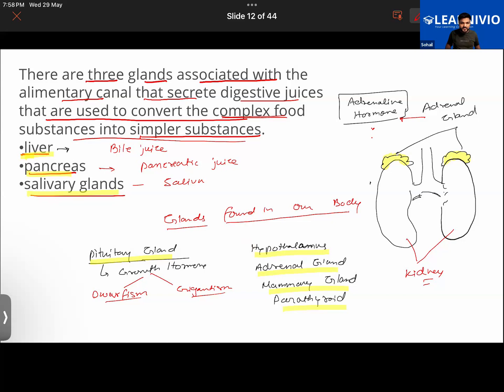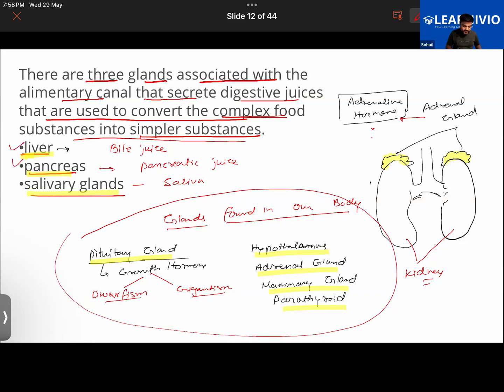Are you getting what I'm trying to say? Yes, sir. This is not very important, but make sure that you remember these three.